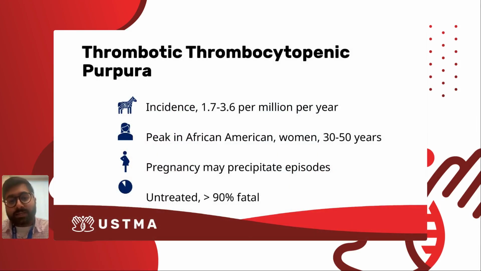So thrombotic thrombocytopenic purpura, or TTP, is an exquisitely rare condition. It's about 1 to 3 per million per year in terms of incidence. And it tends to peak in African-American women who are about 30 to 50 years of age, or in the third to fifth decades of life. Different conditions like pregnancy can precipitate episodes. And if left untreated, this is greater than 90% fatal. And so it's really important to have a high index of suspicion when a patient presents with this constellation of symptoms and have a high degree of suspicion for TTP in general.